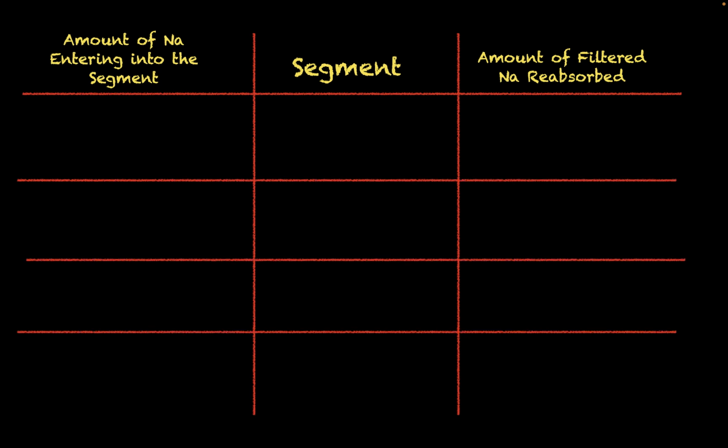So the first segment that the sodium is going to encounter is going to be the proximal tubule. So the proximal tubule is going to reabsorb around 67% of all filtered sodium. So after the fluid goes through the proximal tubule, the filtrate will then enter into the loop of Henle. And remember that the first segment that it's going to encounter is going to be the thin descending limb of Henle.